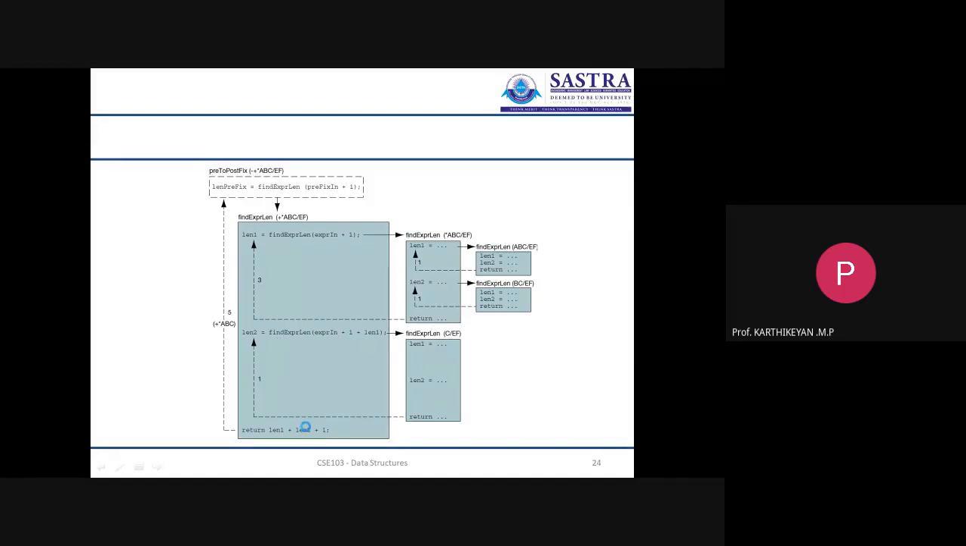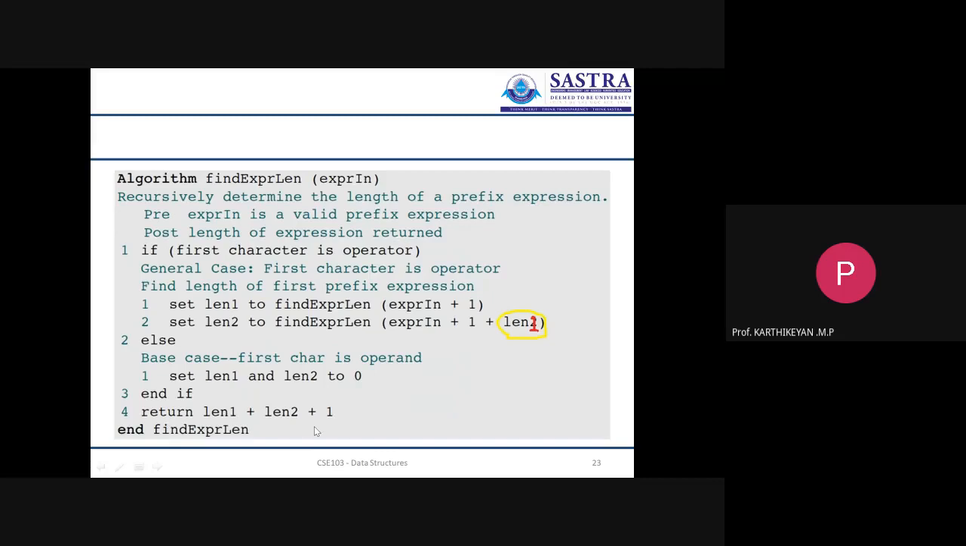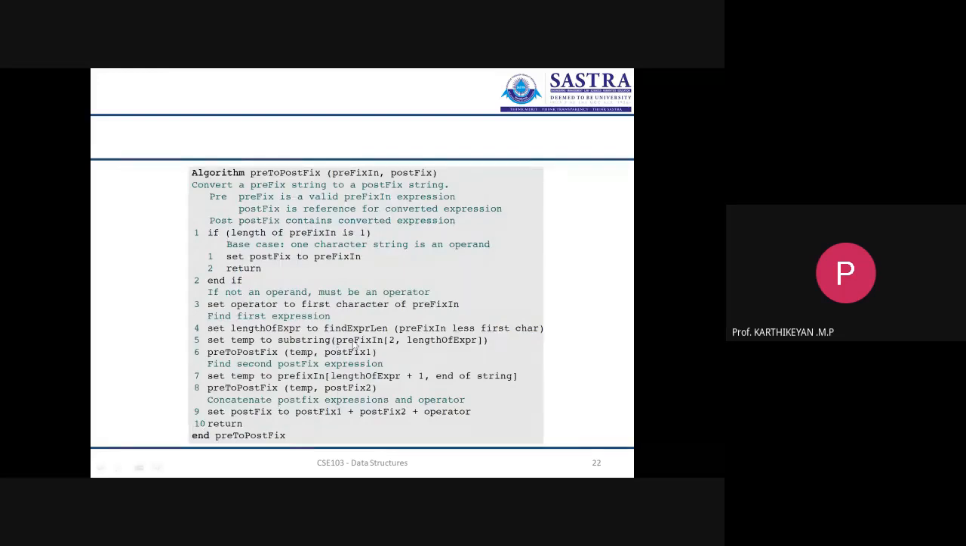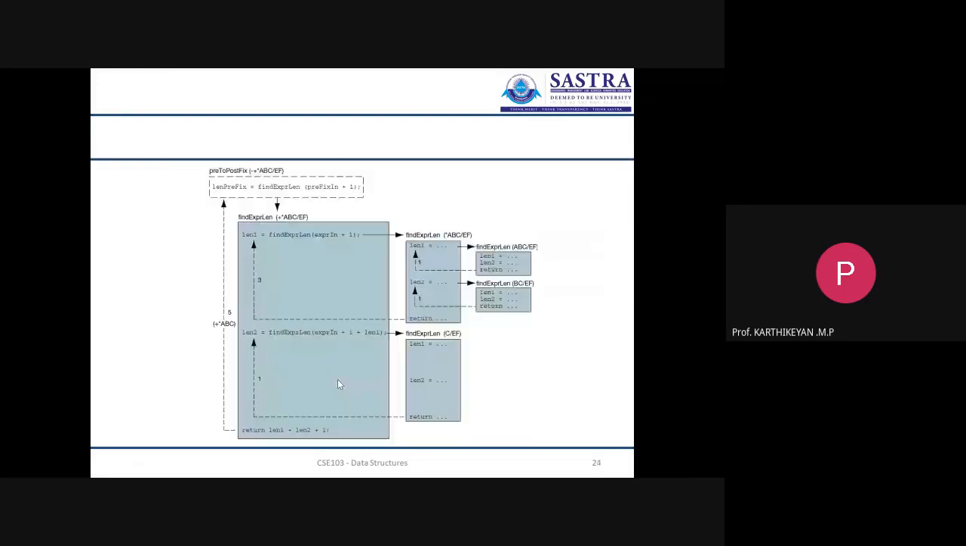Okay, once you have identified the length 1, what we need to do is find the second string. The length of the second string we need to calculate. So that is what we are doing here: find expression length of expression in plus 1 plus length 1. Length 1 we calculated as 3. So in this input, except the first character, the 3 characters star a b, we need to leave all these 4 characters and the remaining cef is passed. In cef, the first character is an operand.